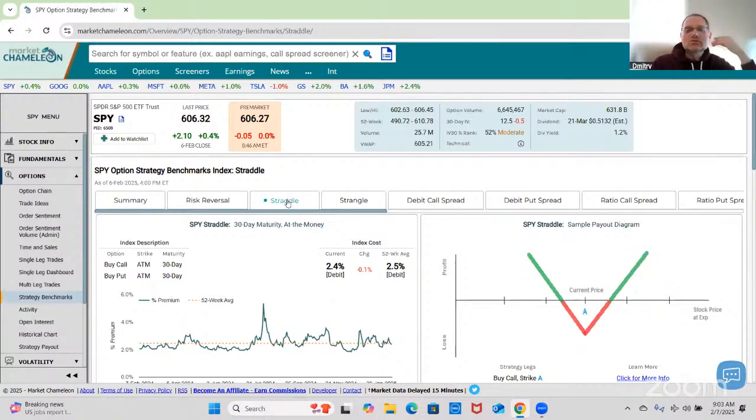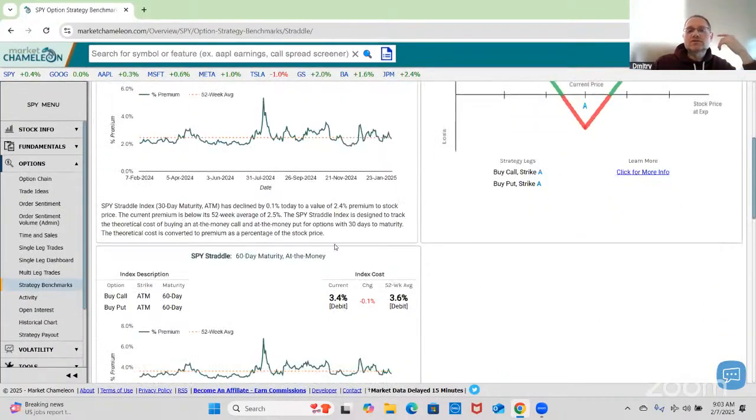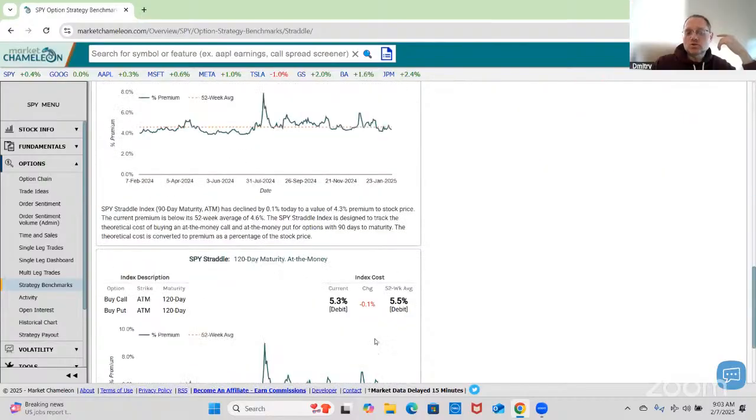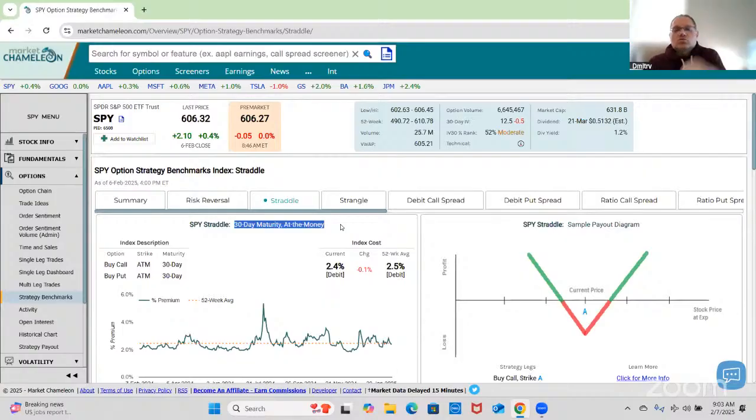Now what we have is this benchmark. The first one is tracking a 30-day at the money constant maturity, so a 30-day constant maturity at the money straddle. If we go down, we also have the 60-day, 90-day, 120-day. So when we look at the straddle, how do we normalize or standardize it so we can understand it over time and even compare that cost to other things easily?